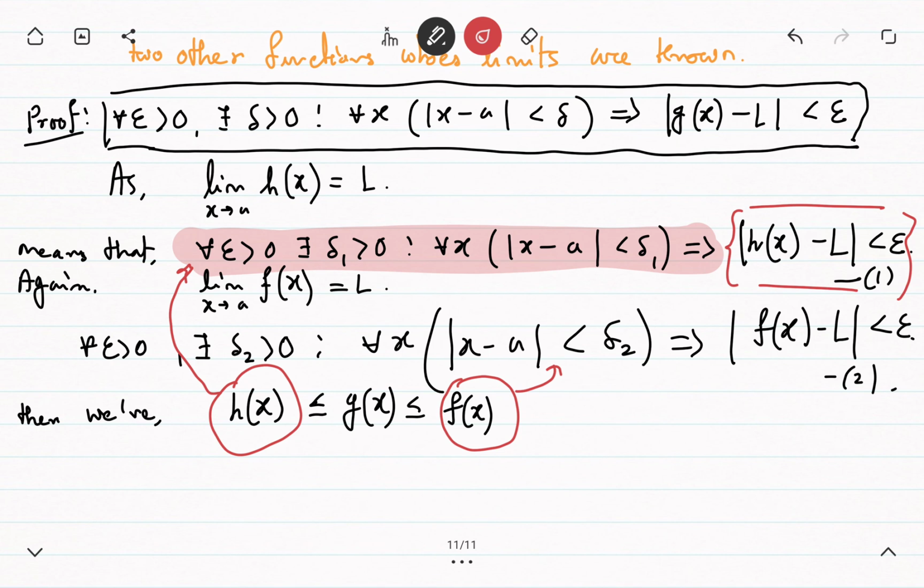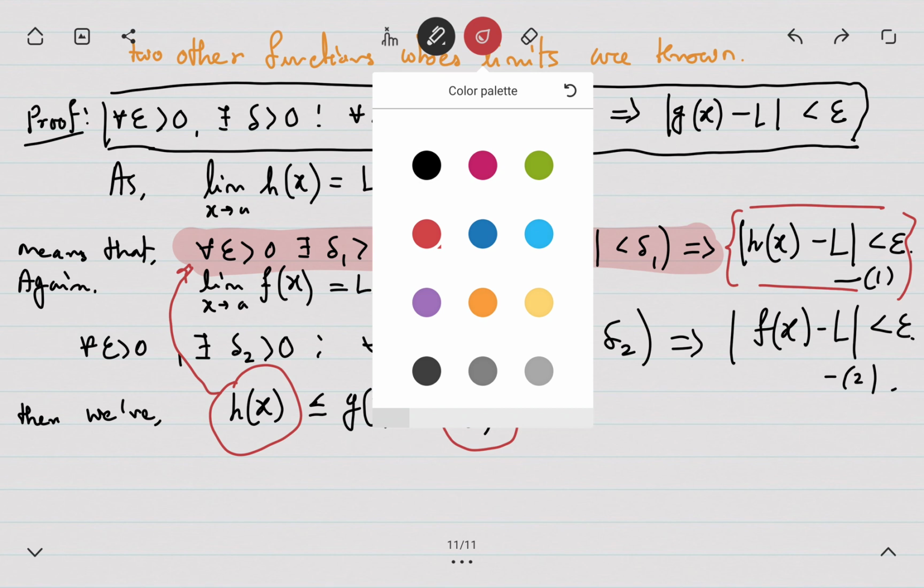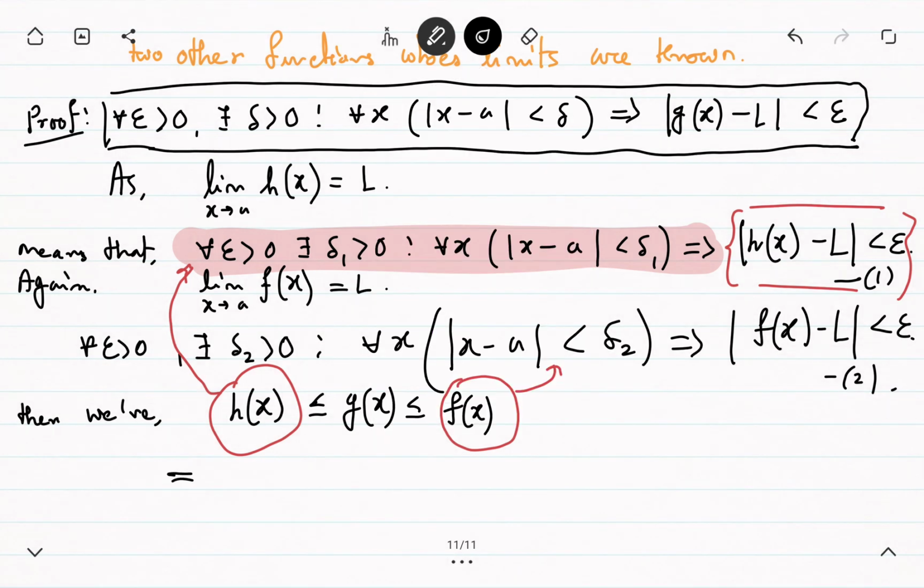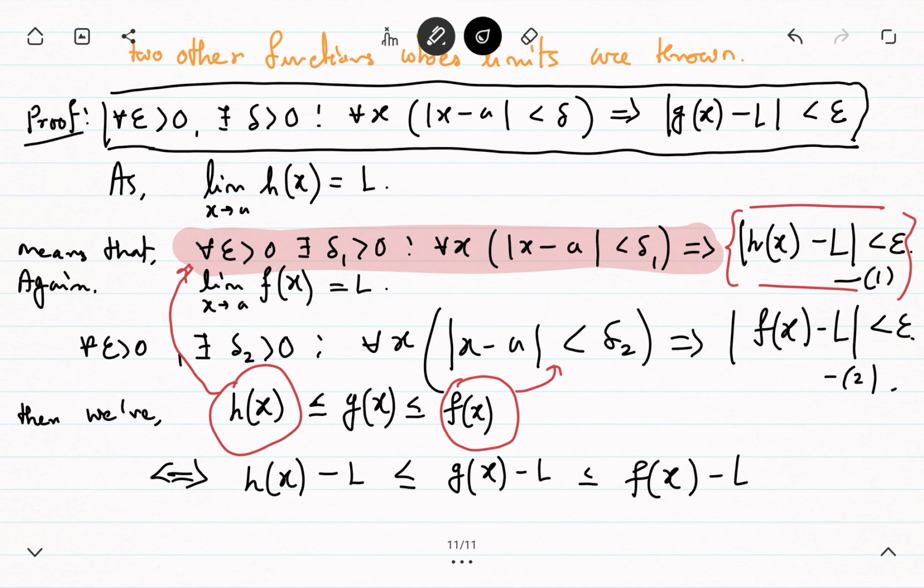Now for g of x, as it is provided, you can write, in the next step, if and only if h of x minus l is in between, less than or equal to g of x minus l, this is f of x minus l, right.